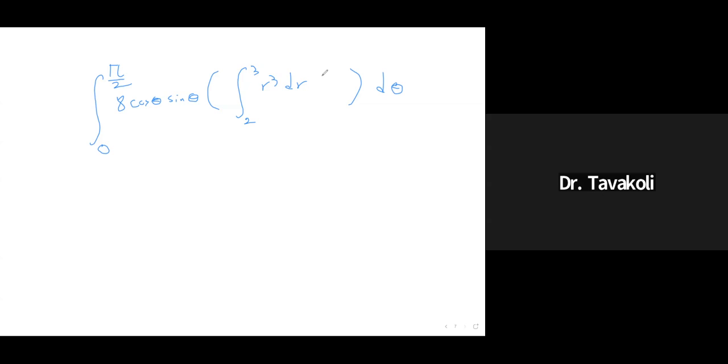Okay, now let's find this integral. This is easy, like a calculus 1 question. The antiderivative is r to the 4 over 4. It should be evaluated at these endpoints, and then we do the subtraction. 3 to the power of 4 over 4 minus 2 to the power of 4, 16 over 4, which is 65 over 4.